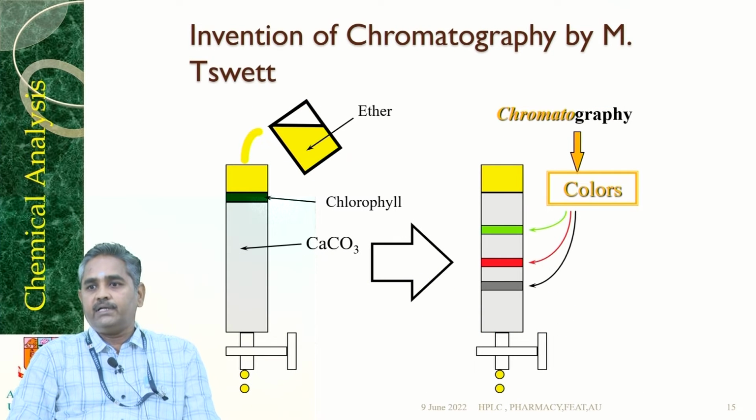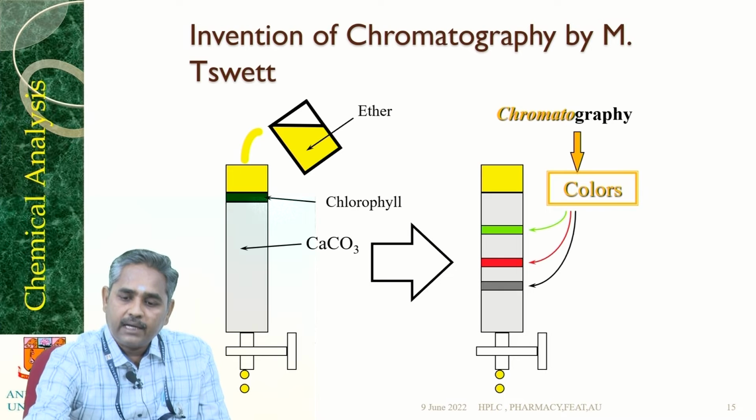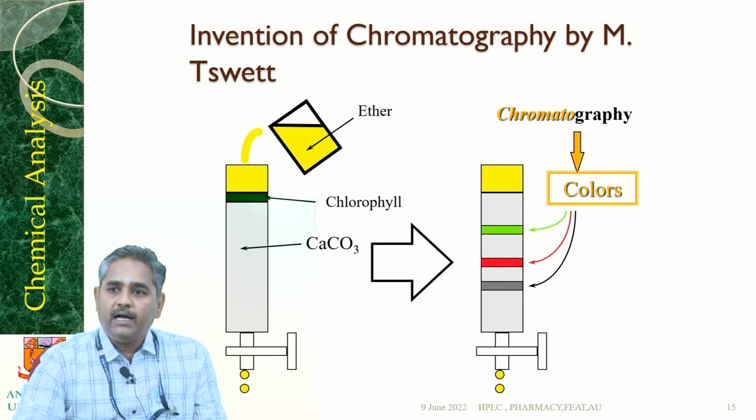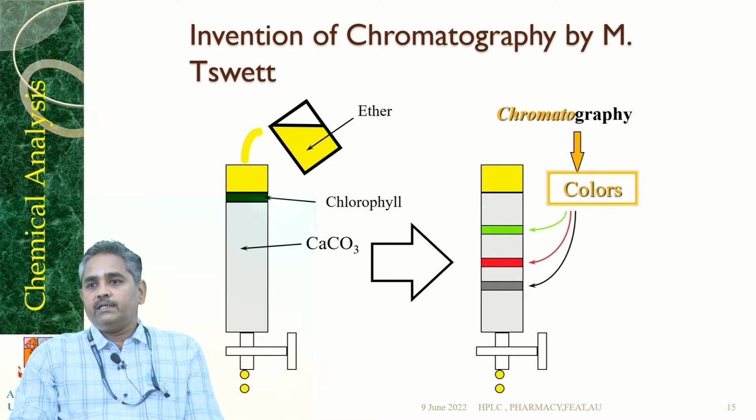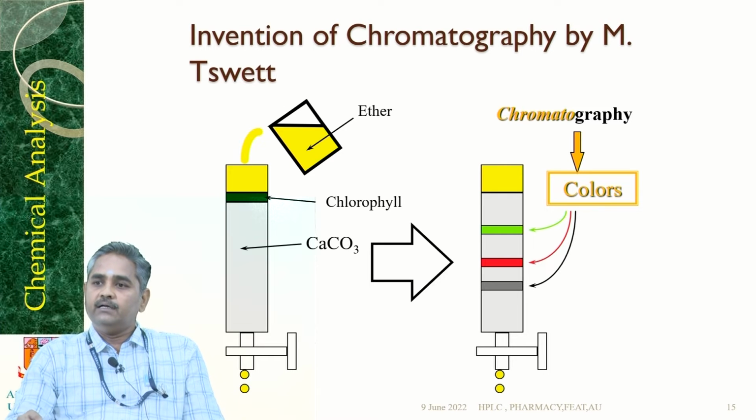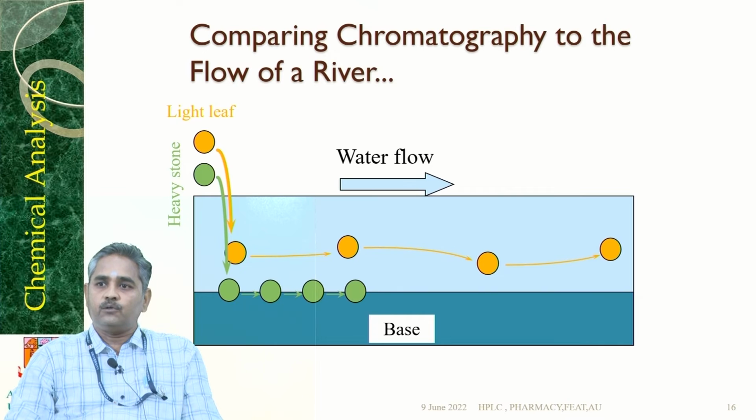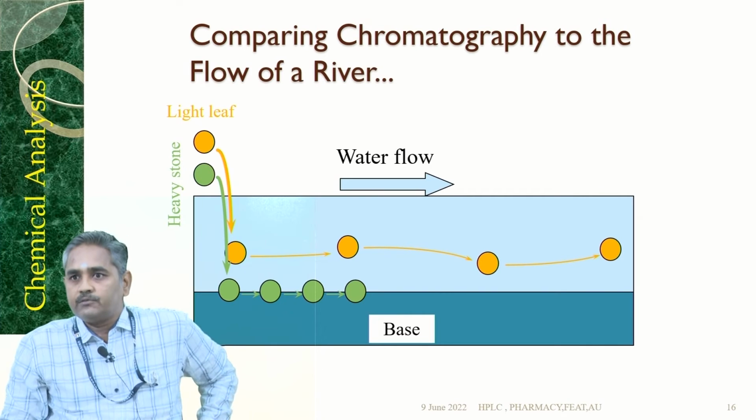Michael Tswett's experiment is based upon column chromatography. The column is filled up with calcium carbonate, and chlorophyll is placed over it, over which ether is poured. The ether will separate it into 3 different colors. So, the 3 different fractions will be collected, separated and identified. The separated compounds are: green color is chlorophyll, yellow color is carotenoids, and red color is xanthophylls. This was the first chromatography invented by Michael Tswett.